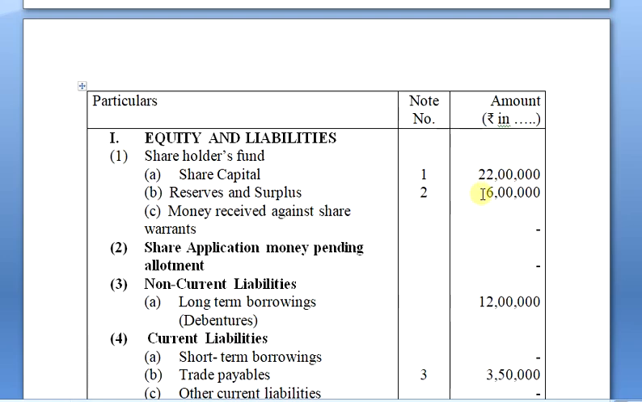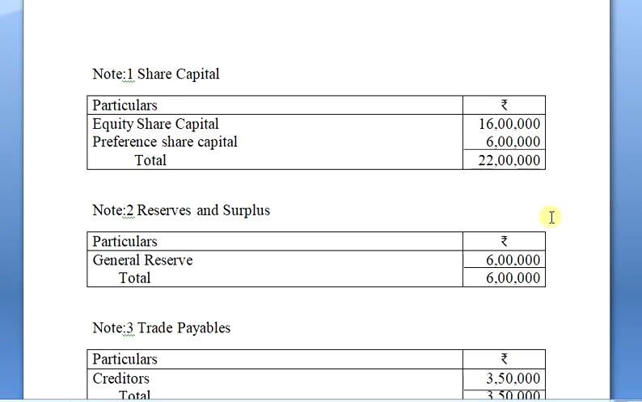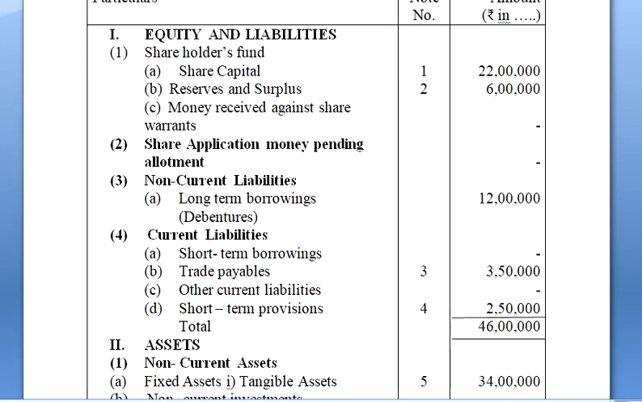Reserves and surplus, note 2, that is 6 lakhs. Only one item, general reserve, is there, for which we can maintain a note, that is note number 2, reserves and surplus, particulars rupees, general reserve, how much is there? 6 lakhs. So total 6 lakhs we have taken under note number 2, reserves and surplus, 6 lakhs. Money received against share warrants nil. Share application money pending allotment is also nil.